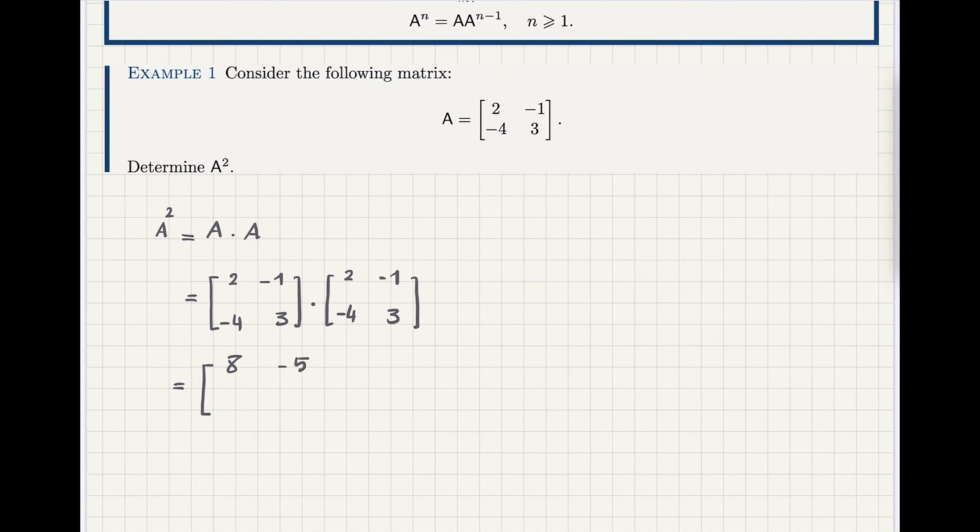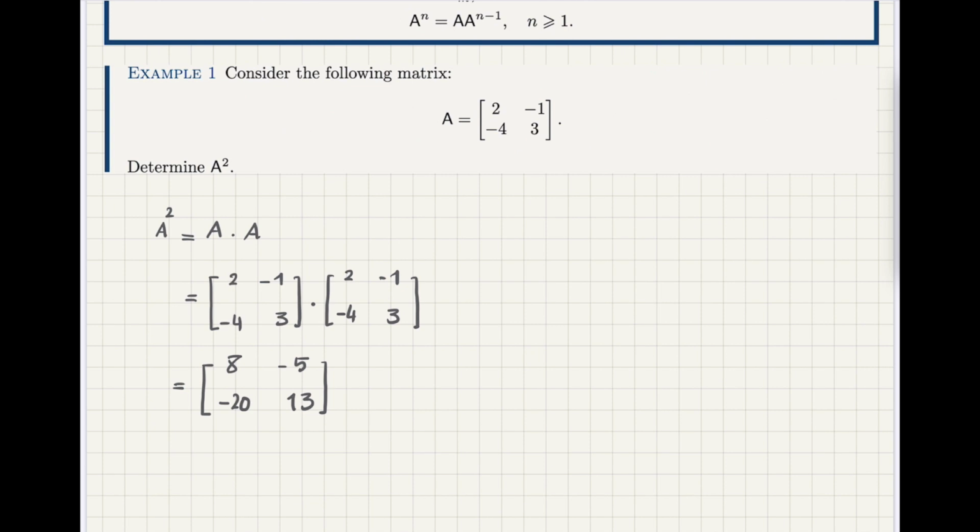The other one is minus 8 minus 12 is minus 20. And the other one is 4 plus 9 is 30. Do you confirm my calculation? I got the same. Okay, good.